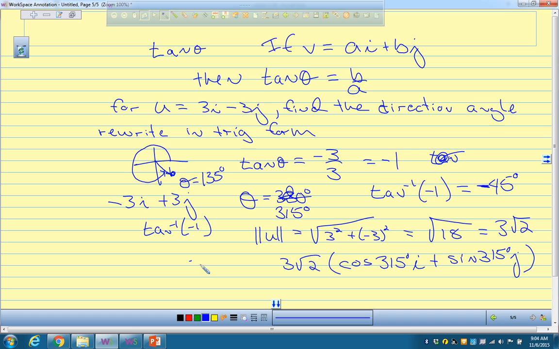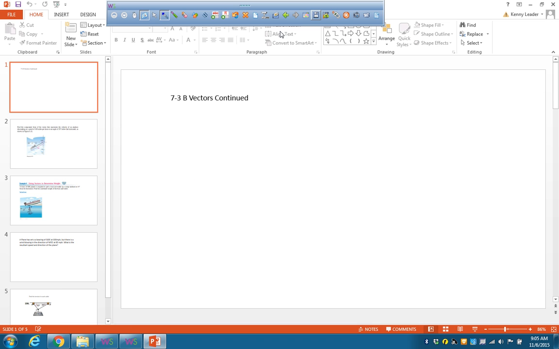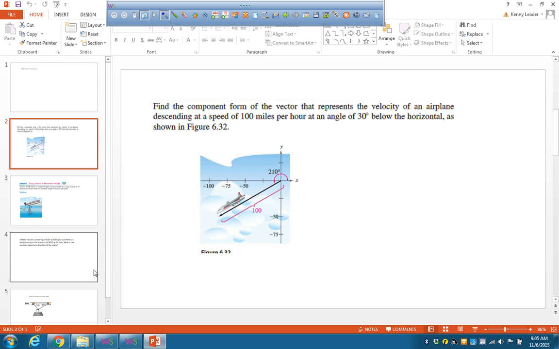You ready to do some word problems? You're going to love these word problems. I have them somewhere on my PowerPoint. Here they are. So this is just from the book. This is an easy one. Find the component form of the vector. I did one like this. Well, let's do it anyway.